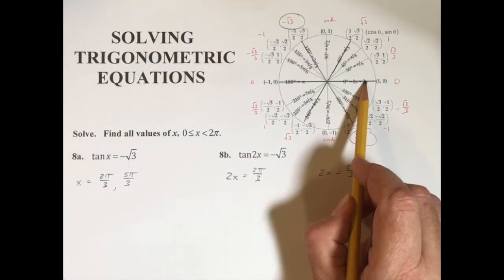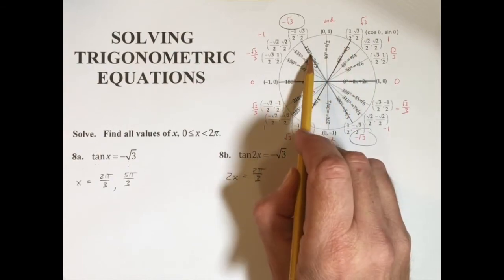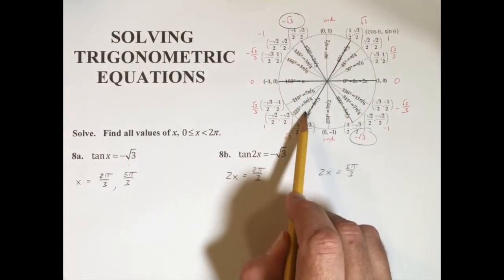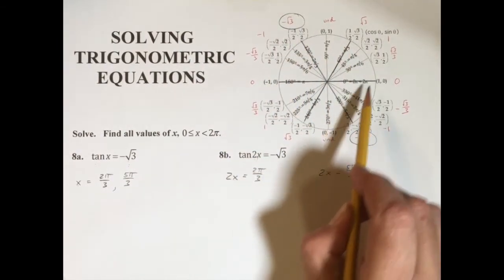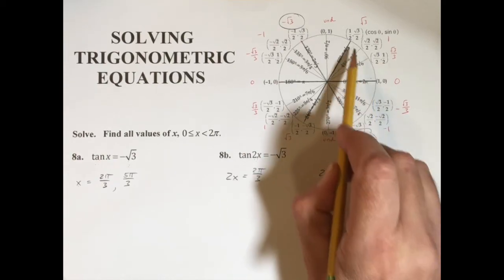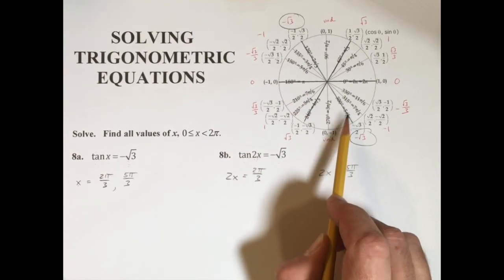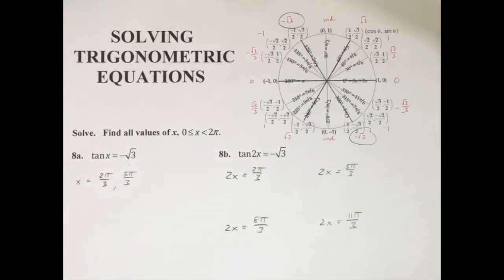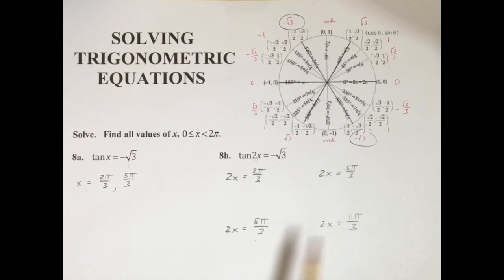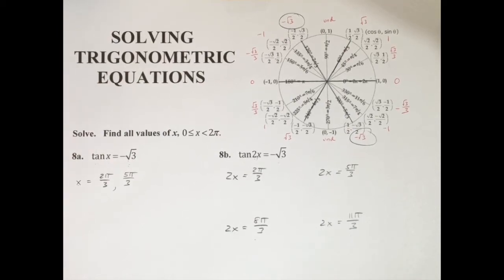On our first spin, we already picked up 1, 2 pi over 3, 3, 4, and 5 pi over 3, 6. Now let's do our second spin. 7, 8 pi over 3, 9, 10, and 11 pi over 3. 2x can also equal 8 pi over 3 and 11 pi over 3.